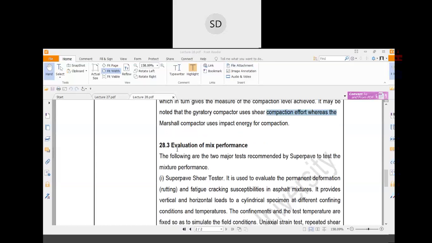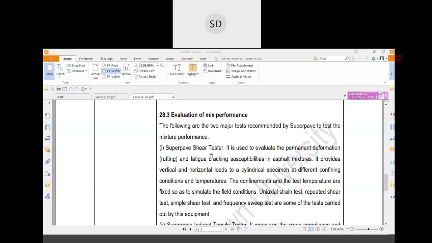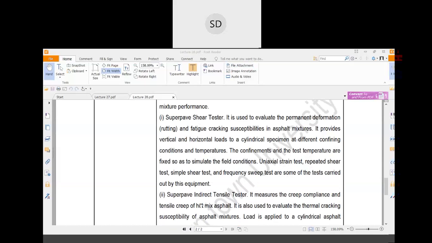Now the mix performance is tested by two tests. One is the Super-pave shear test and another one is the Super-pave indirect tensile test. In the shear test, it is used to evaluate the permanent deformation. Permanent deformation means rutting and fatigue cracking susceptibility in the asphalt mixes. So it provides vertical and horizontal loads to a cylindrical specimen at different confining conditions and temperatures.